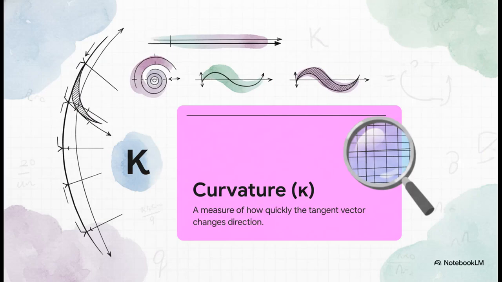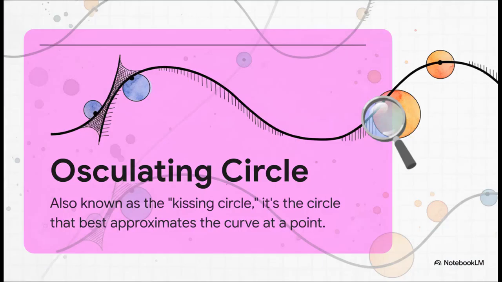Now, in calculus, we give this bendiness an official name, curvature. We usually represent it with the Greek letter kappa, which you see here. And what it is technically is a measure of how fast a curve's tangent vector changes direction. Just picture the tangent as the direction your car's headlights are pointing at any given second. If you have to yank the steering wheel hard, that direction is changing super fast, and that means you've got high curvature.